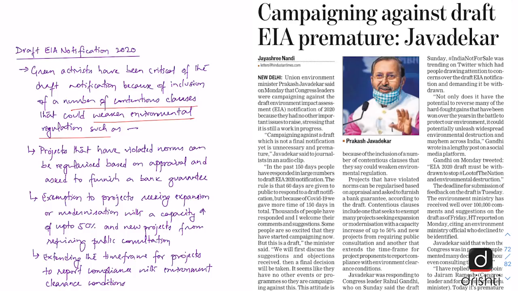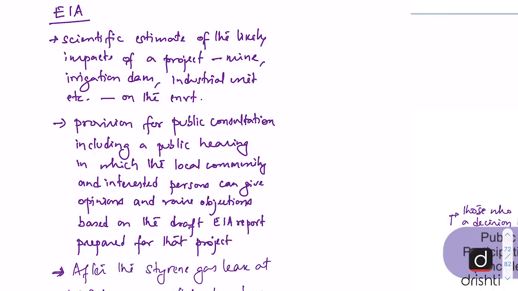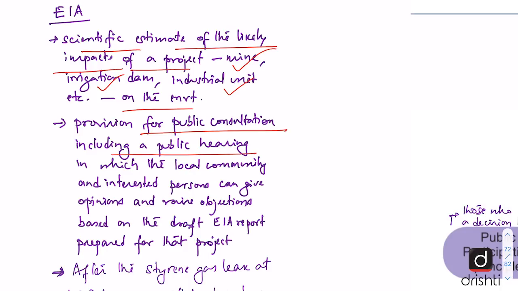And we will see these contentious clauses in some detail a little later on, but first let us understand what EIA is. So Environmental Impact Assessment or EIA basically means a scientific estimate of the likely impacts of a project on the environment, and these projects could be a mining project, an irrigation dam project, or setting up of an industrial unit.